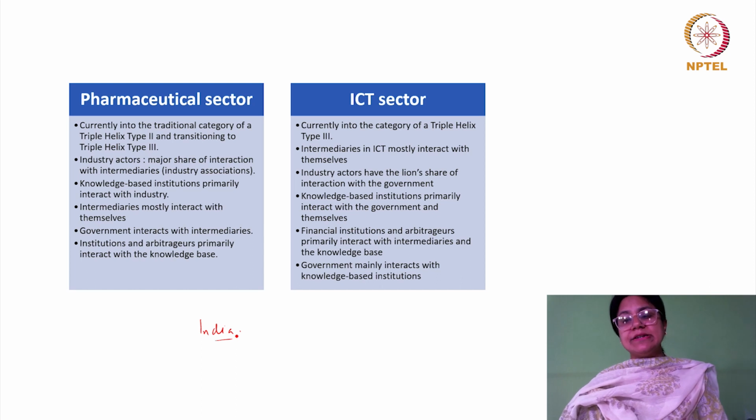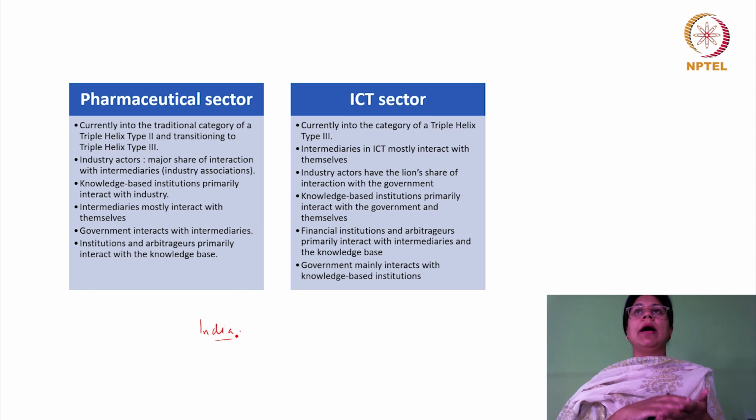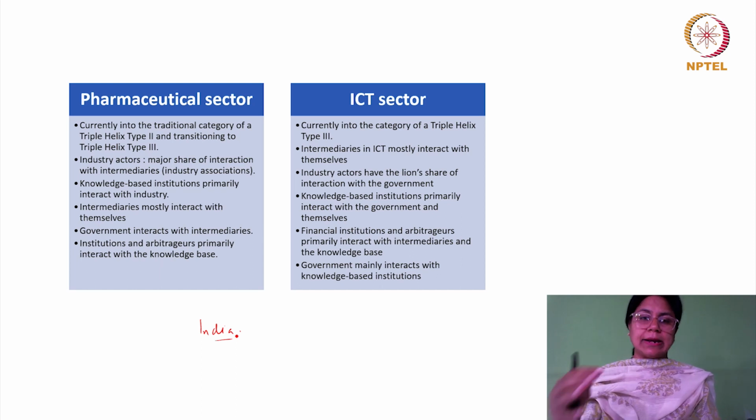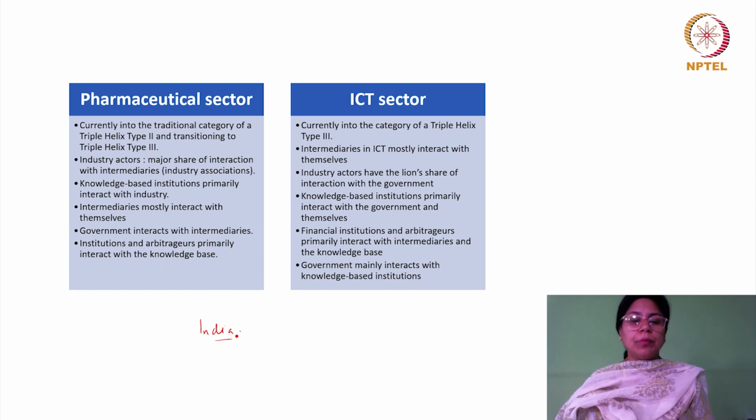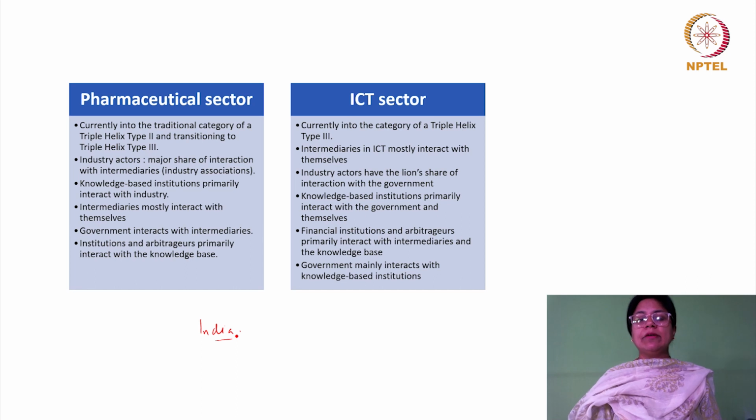On the other hand, ICT is now in triple helix type 3. So what we want to highlight is that in different industrial setups, the model that may be prominent at that point in time would be different, and it may also evolve over a period of time. So in the case of ICT, intermediaries interact with each other, and industry actors have a lion's share of interaction with the government. When you look at major industry associations like NASSCOM, etc., the interaction with the government is rather large.